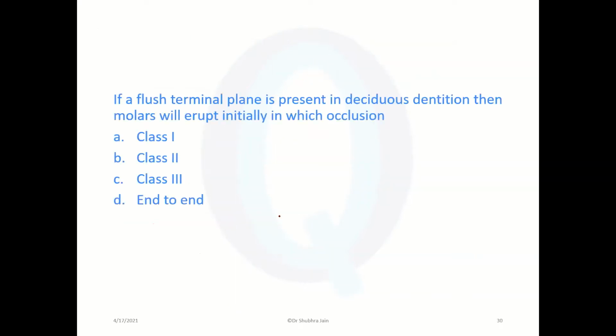Now let's see how much you can remember out of all the things that I've tried to teach you. I would like you to answer in the chat box. Anyone? Yeah, so you understand this concept. If the flush terminal plane is present in the primary dentition, okay, very good. If it is a distal step, it will come into class 2, and if it is a mesial step relationship, then it is going to come originally in class 3. So you understand this.